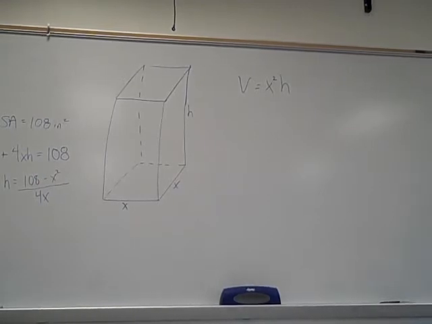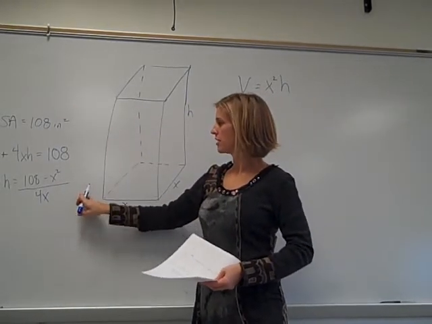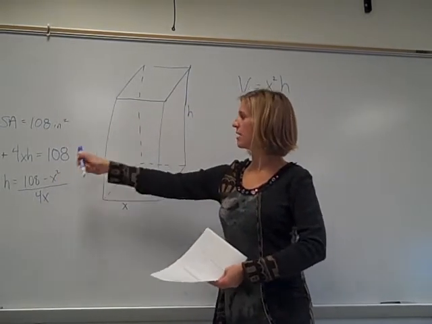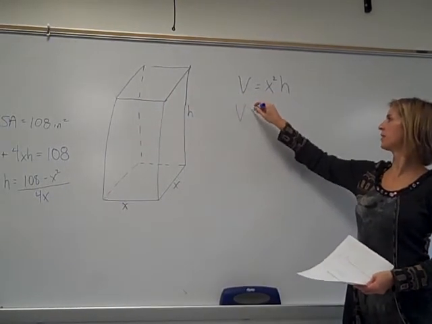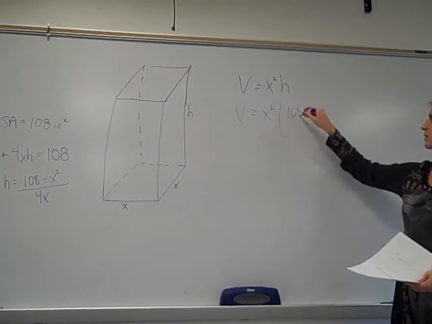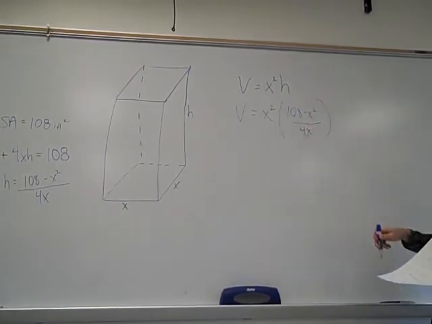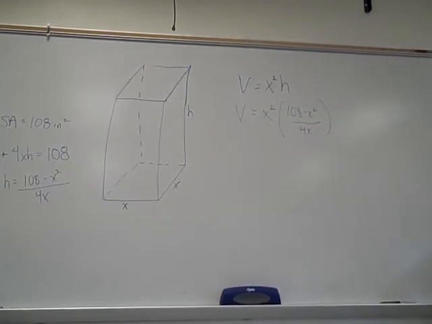So when step 3 says get down to 2 variables, this is what was involved. Finding another equation that you can use, solving that for something, and now plugging it into this. So I'm going to replace h with 108 minus x squared over 4x. Is that okay so far?